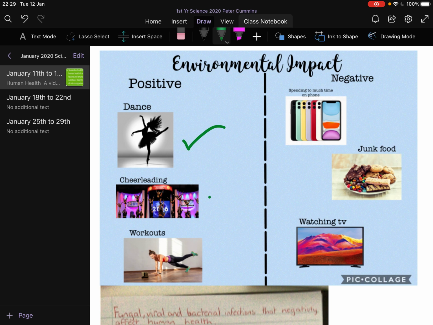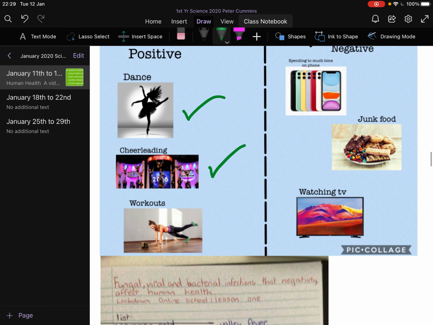Cheerleading, yeah, I suppose, why not? I'm sure it's good for your physical health. You've got to be quite nimble for something like that. I wouldn't be able to anyway. And workouts of any description, obviously great in your living room or out on the road, all really good for positive mental and physical health.